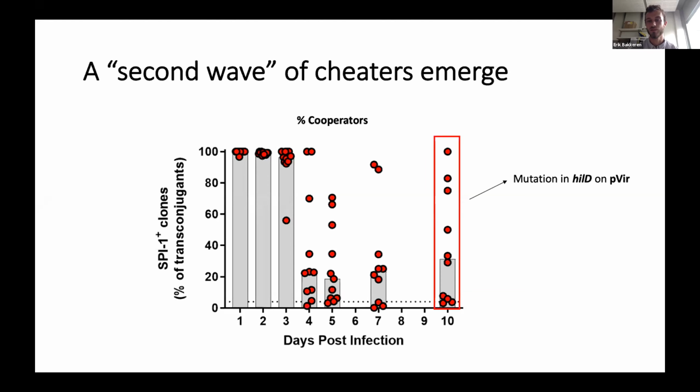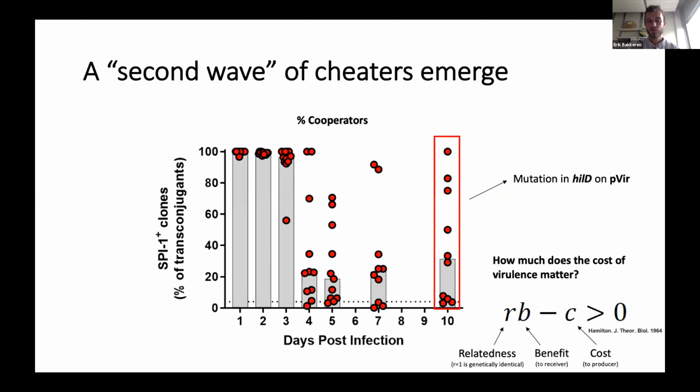So it's not actually helping that much in this case. Okay, so then we asked, there are obviously other aspects of this equation. One of them is cost. And so we asked, how much does the cost of virulence actually matter in this case? What I did is I cloned another variant of this PVIR plasmid, which I call the low cost variant. I just changed the upstream regulatory parts of HilD.